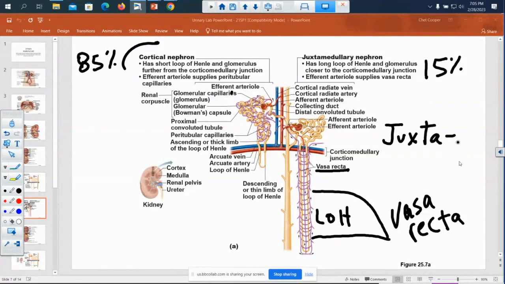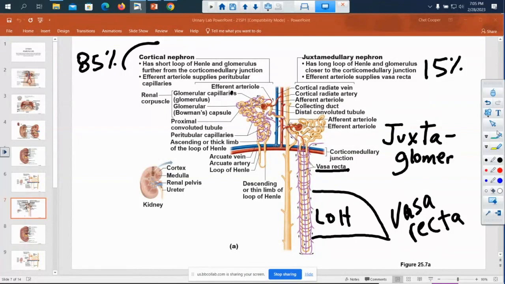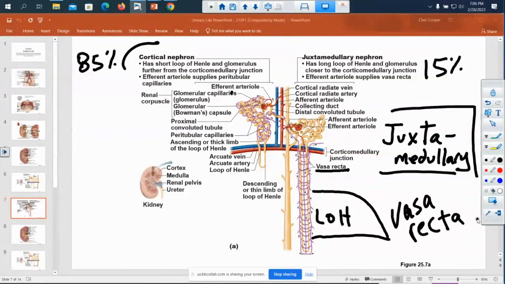Juxta. Oh, I'm doing something else. I hope I didn't do that in the other class. If I did, nobody corrected me. No, I didn't. They're called juxtamedullary nephrons. Juxta means next to. Like there's a word called juxtaposed, next to, or across from.